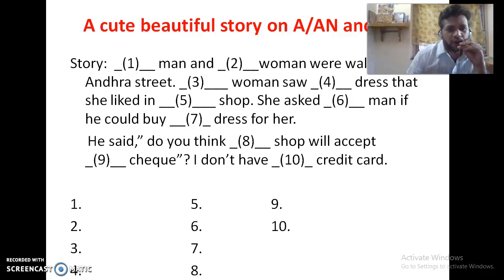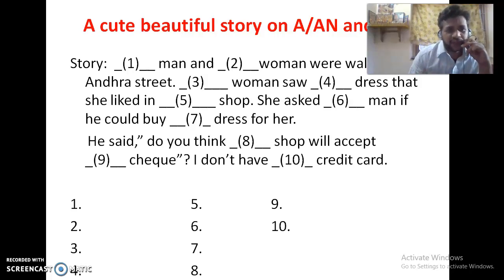Okay, I'm moving on to a small exercise for you. I gave a small, cute, beautiful story. The man and the woman were walking in the street. The man saw the dress that she liked in the shop. She asked the man if he could buy the dress for her. He said, "Do you think the shop will accept a check? I don't have a credit card." Okay, so please pause your video. Think about the given story, a simple, short story, and depending on your comprehension and ability, fill in the blanks with appropriate articles a and the.